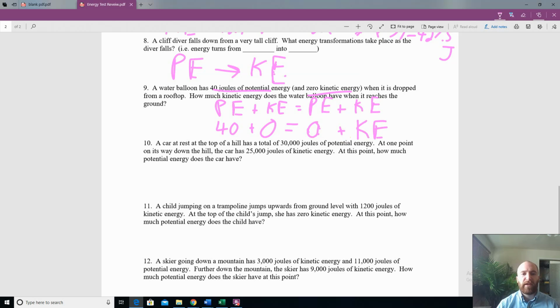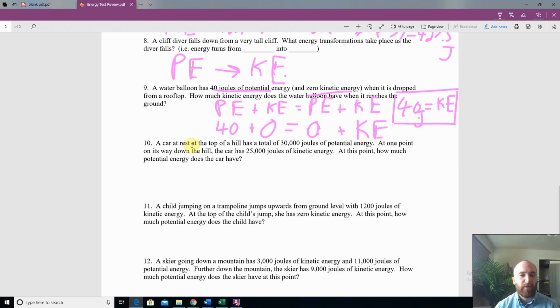I'm going to simplify this. 40 plus 0 is, well, 40. And then KE plus 0, well, anything plus 0 is just itself. Oh man, it looks like we're all done. 40 is the kinetic energy. 40 joules. There we go.